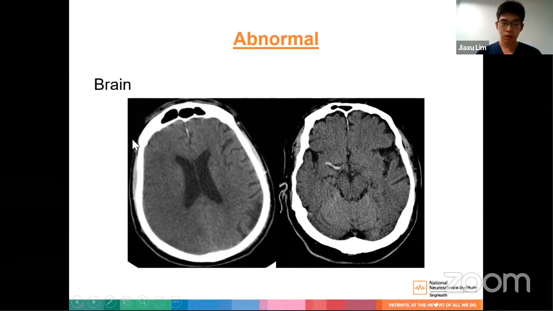So this is a middle cerebral artery (MCA) infarct with mild to moderate mass effect. And you can see over here the culprit lesion. We have a dense MCA sign representing thrombus in the proximal M1.